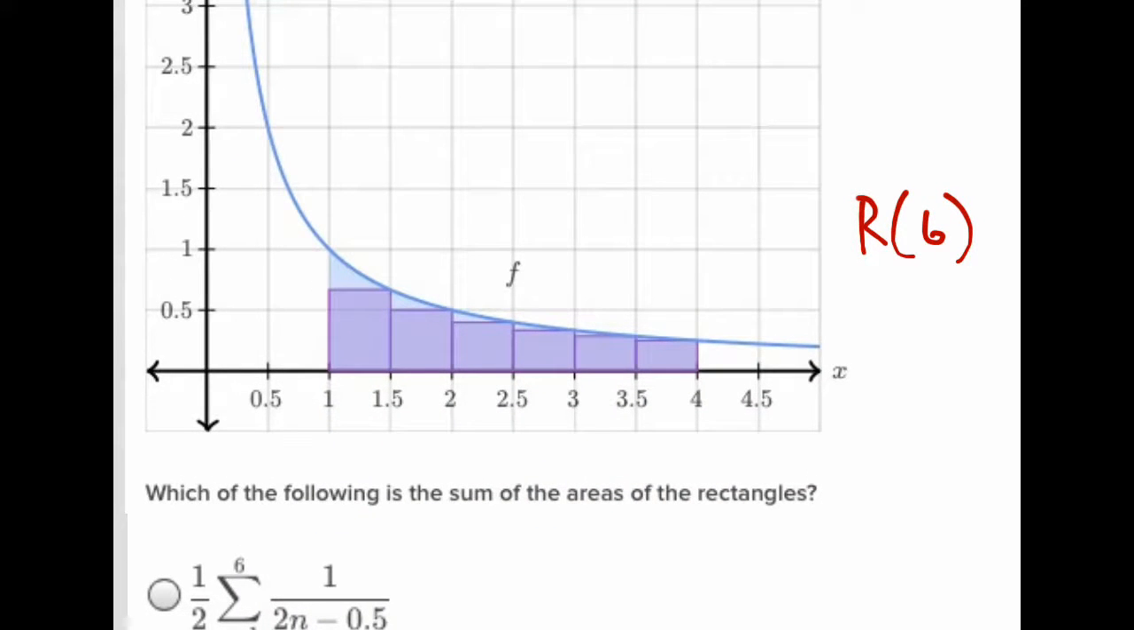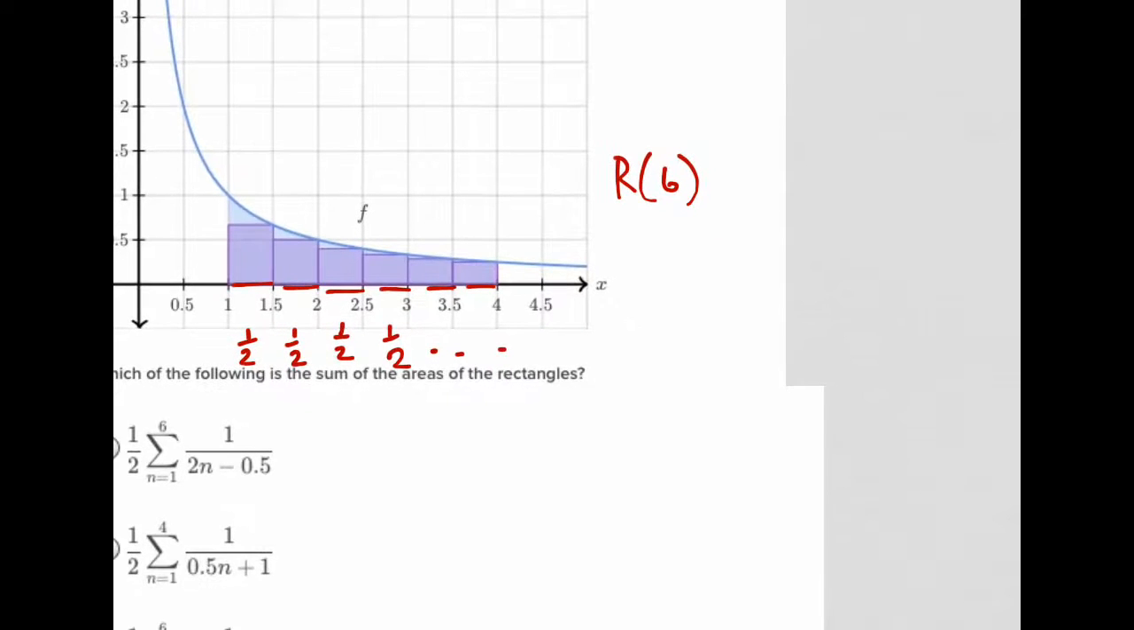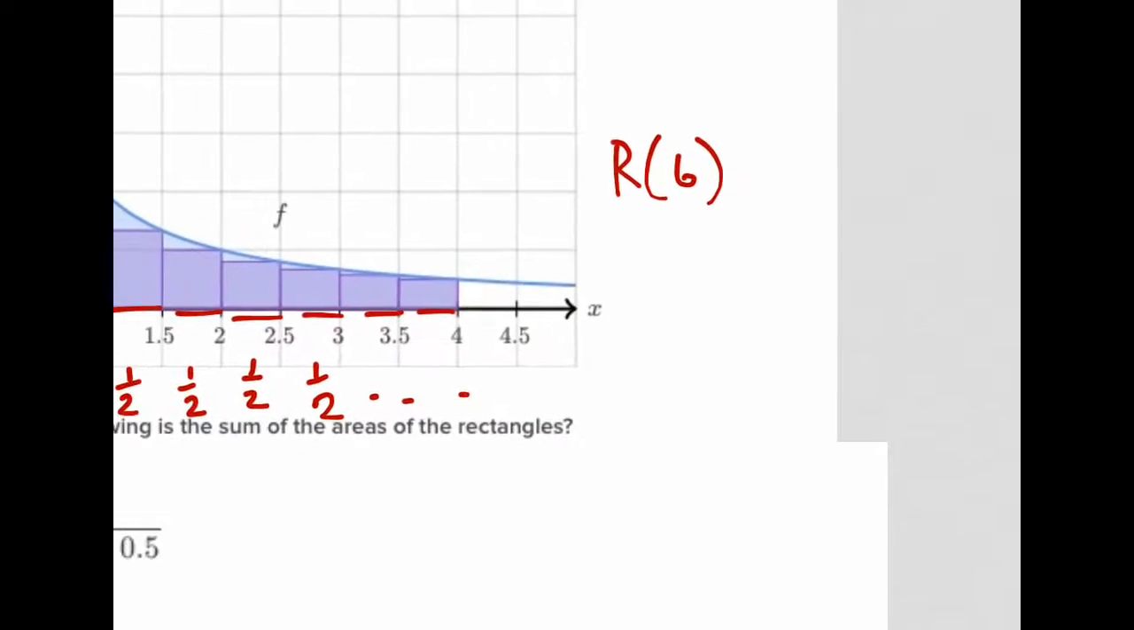The base of the rectangle is easy to see. That's 1 to 1.5, which is definitely a distance of 0.5, or 1/2. And the same here: 1.5 to 2 is also 1/2, and so on. So all the bases here are 1/2.